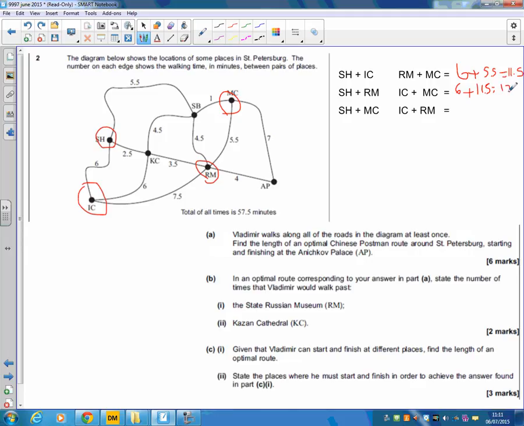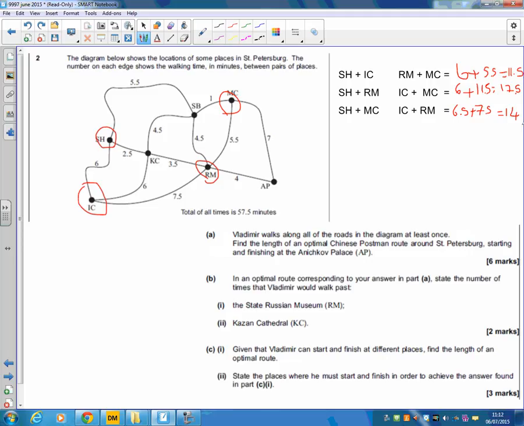And it's important that even though you can see before adding that number is going to be bigger than 11.5, you must still add and do the total. You must still show all 3 totals in order to get the marks. SH to MC, so that's 6.5 that way, it's bigger that way, bigger that way. So it looks like 6.5 is the smallest. IC to RM, so 7.5, and everything else is going to be bigger. So we'll add those together and that will be 14.